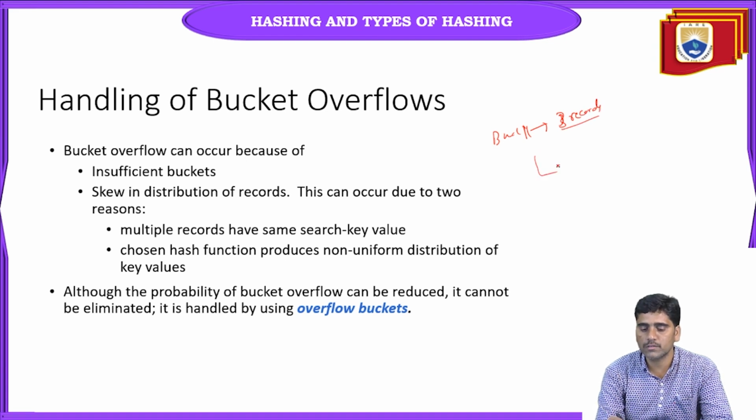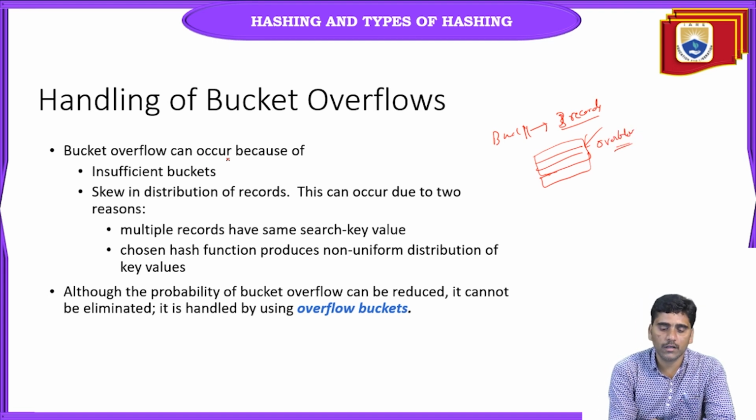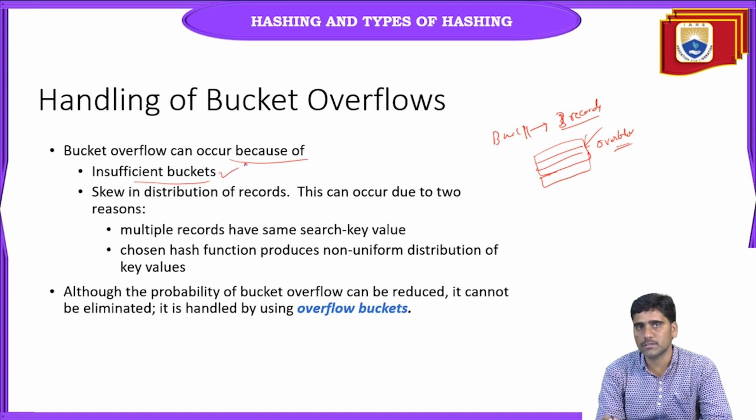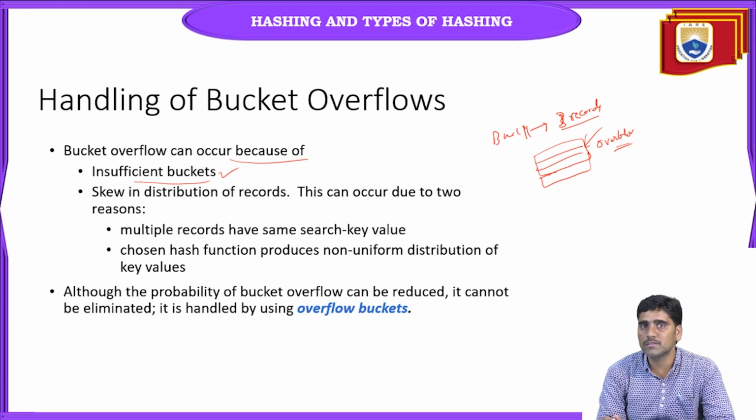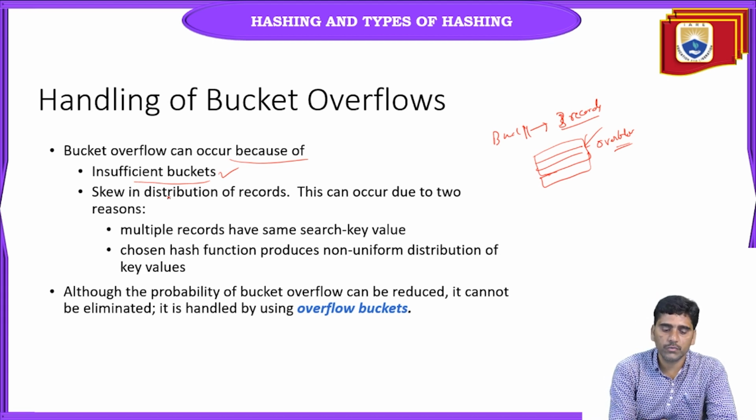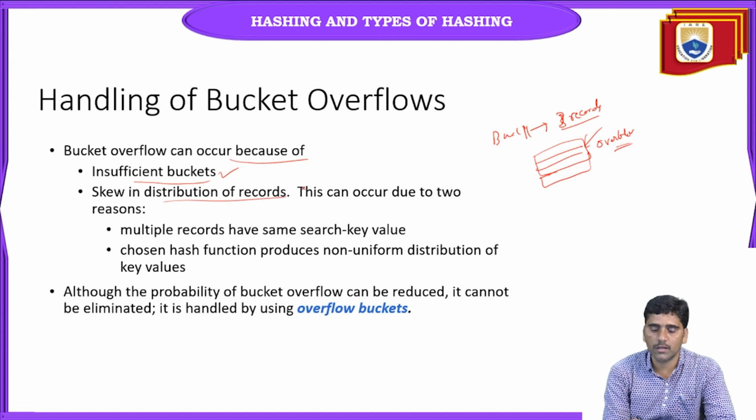But if you want to insert more records, like a 4th record or 5th record, then the bucket will become an overflow. It occurs because of insufficient buckets. If more buckets are created, then no insufficiency occurs. Bucket overflow can also occur because of skew in the distribution of records, and this can occur due to two reasons.